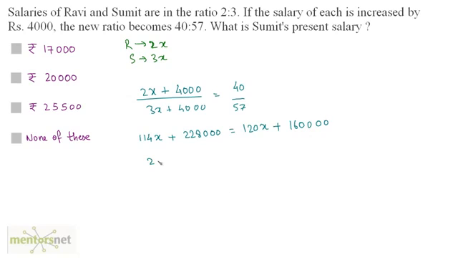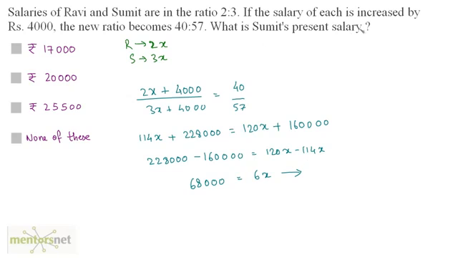So we have 2,28,000 minus 1,60,000 is equal to 120x minus 114x. So we have 68,000 is equal to 6x. Let's leave it right there.